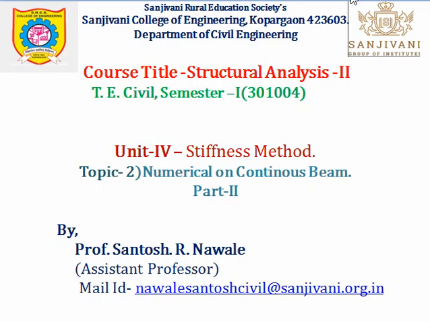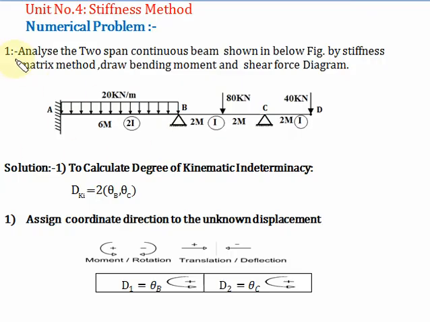Hello everyone. In this video, we are going to see the second numerical on continuous beam, that is second part, by stiffness method for the subject Structural Analysis 2. So this was the statement of the numerical problem. Analyze the two-span continuous beam shown in the below figure by stiffness matrix method and draw bending moment and shear force diagram. So this is the given continuous beam A, B, C, D.